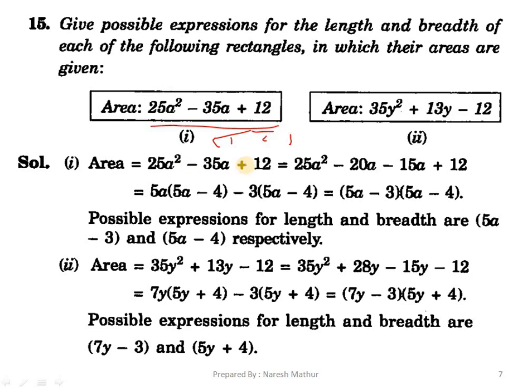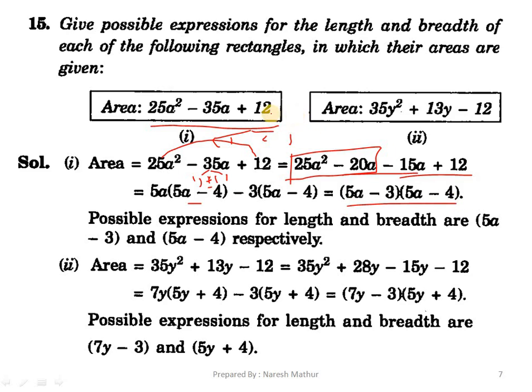Alright, so 25a square minus 35a plus 12. Now we need to split minus 35 in such a way that we get two numbers whose product must be equal to 25 and 12, and after adding or subtracting, we should get minus 35a. So we will choose 25a square minus 20a minus 15a plus 12. Now just take 5a common from this, so you get 5a minus 4, and take minus 3 common from this and get 5a minus 4 and 5a minus 3 as the factors.